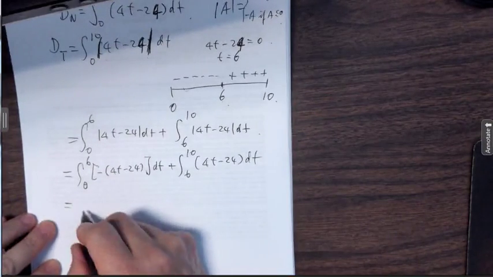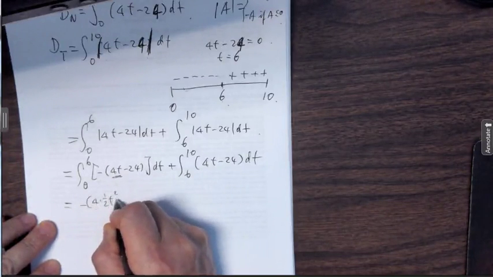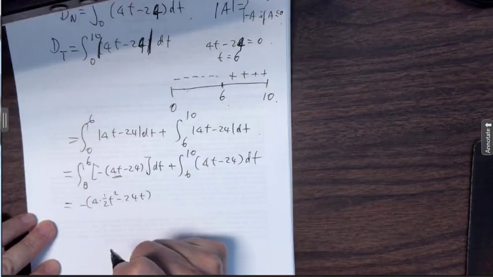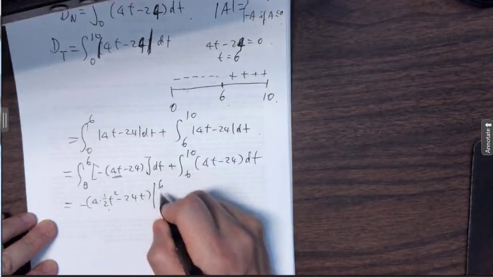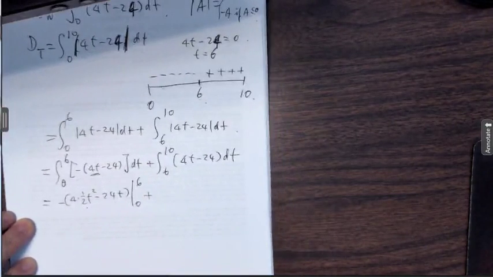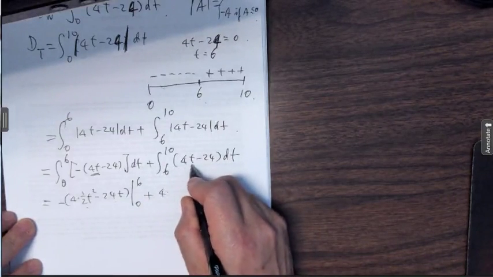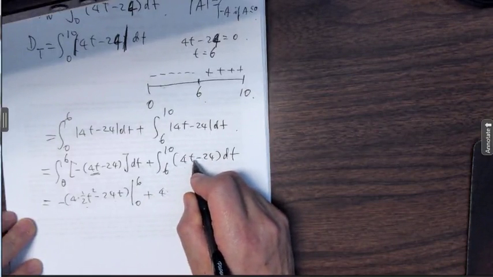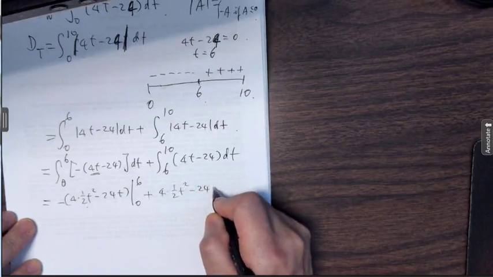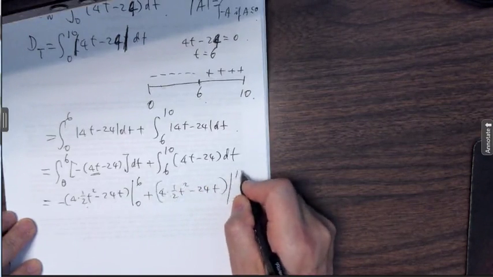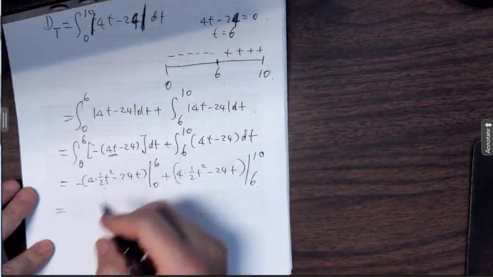Let's just find the antiderivative. 4 times 1/2 t squared minus 24t. That's the antiderivative: integral of the power, integral of the constant. Upper limit, lower limit. Second integral, again, very simple. The first power has antiderivative 1/2 t squared, and this is 24 times t. Then you plug in 10, plug in 6. So the rest is simple algebra.